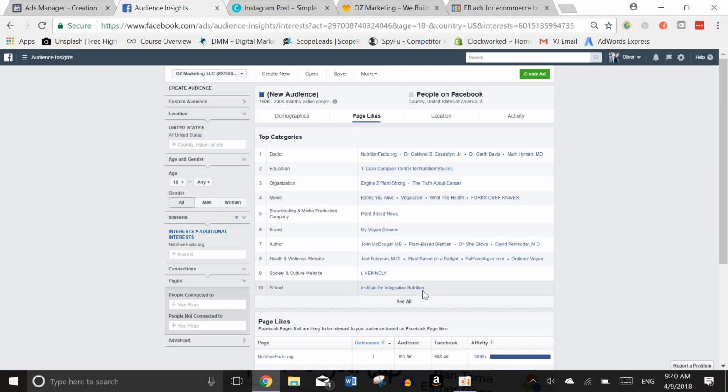You see over here, Institute of Integrative Nutrition, okay. Plant Based on a Budget, Fat-Free Vegan, Oshi glows, Forks Over Knives, What the Health, The Truth About Cancer, Engine 2 Plant Strong. You see these are all vegan related.